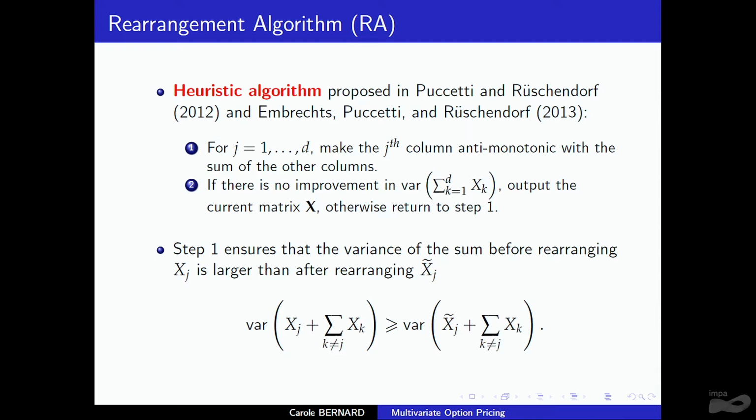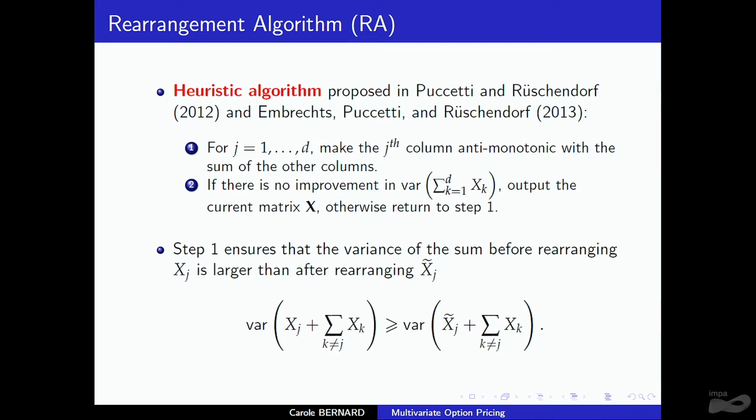Very simply, you take each column one by one, and you notice that when you take one column and make it as negatively correlated as possible with the sum of the others, you actually decrease the variance. So you have an algorithm where at each step you start from a matrix, take one column, and make it negatively correlated with the sum of the others, and the variance of the sum is decreased by this process. Then you do it with another column, and another column. At each step, you decrease the variance. So at some point, you converge and you stop. So that's the algorithm, the very simple interpretation of it.